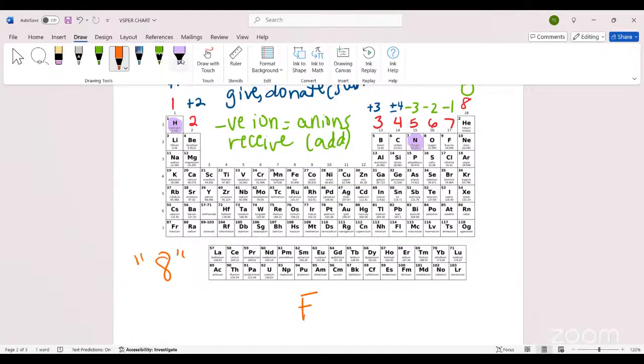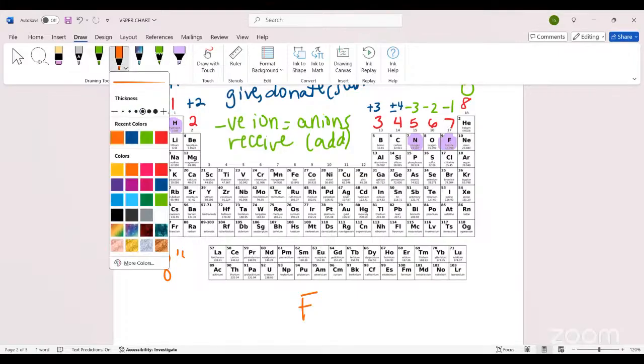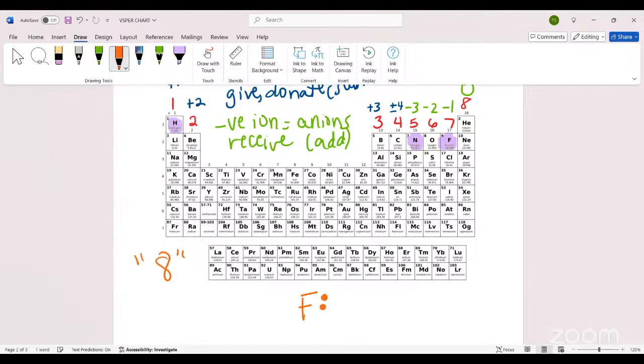Fluorine, right here in group 17, is going to contribute 7 valence electrons. So here we go: 1, 2, 3, 4, 5, 6, 7. Now, fluorine says, all right, I'm good, except I need 1 more to make me feel good. So that's why fluorine has a -1 charge, okay?